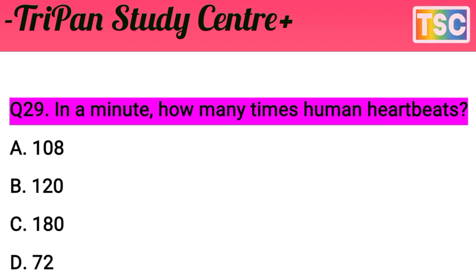Tachycardia, and a heart rate lower than 60 BPM at rest is called bradycardia. During sleep, a lower heart rate of around 40 to 50 BPM is considered normal. It means the correct answer here is 72, option D. A normal resting heart rate of an adult human is 72 beats per minute.